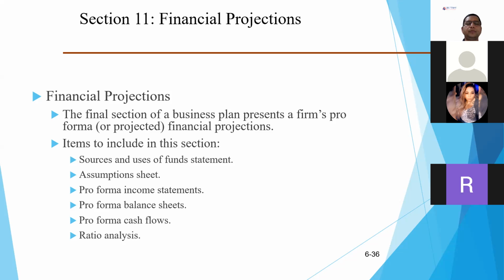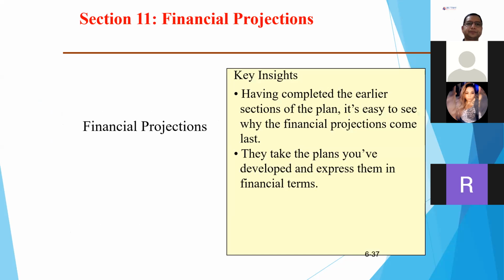So again, you need to be careful in providing the financial projection. You can put the short term, like 1 year projection, 2 year projection, 3 year projection, 5 years projection. So depending on the nature of the business, you can do it. But while you're doing this, you really need to be careful what information you're providing. Having a complete earlier section of this plan, it is easy to see why the financial projections come last. They take the plans you have developed and express them in financial terms, right?